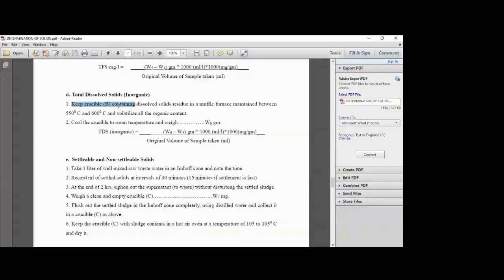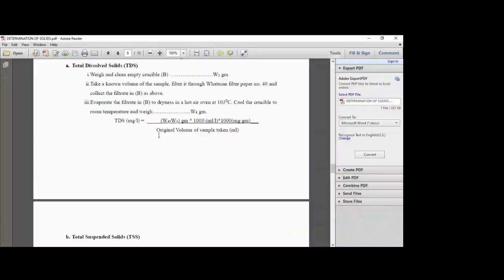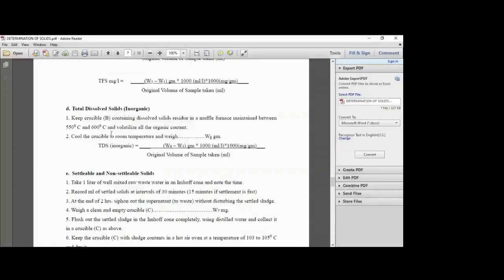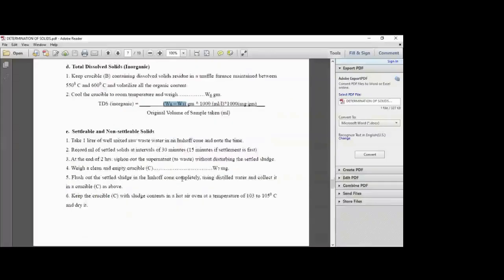So keep crucible B containing the dissolved solids. Here, particularly, you had this crucible where you stopped at this juncture. So after this W4 gram, you can keep this crucible B directly in the muffle furnace at 550 to 600 degrees Celsius for half an hour, and in that, all the dissolved volatile solids will escape, and you will get the total dissolved fixed solids by using this particular formula, right?